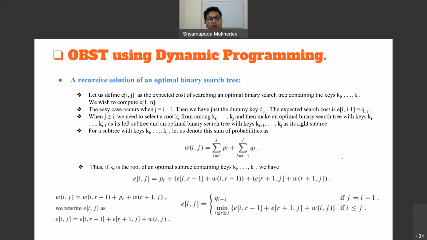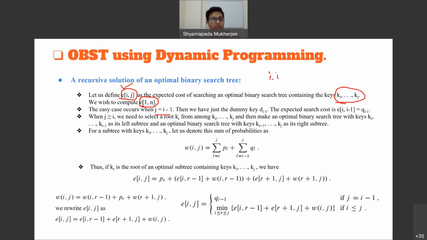So we find the expected search cost for the set of keys from i to j, containing the keys Ki to Kj. We want to find the optimal search cost for each of these ranges, and finally our objective is to find the optimal cost E for the entire tree with keys 1 to n. So our objective is to minimize this value E[i, j]. When j equals i minus 1, we are talking about a dummy node, because the range is i to i minus 1, which indicates the dummy key D i minus 1.